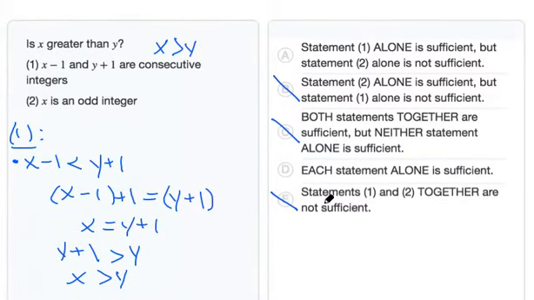So we can actually eliminate answer choice D, because statement 2 alone is not sufficient. So the correct answer choice is answer choice A.